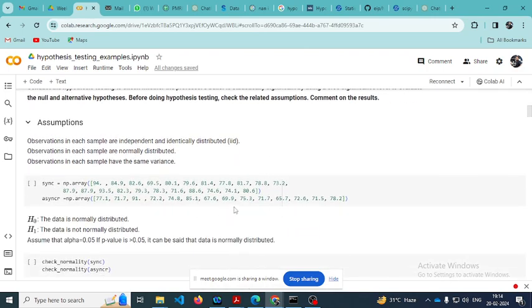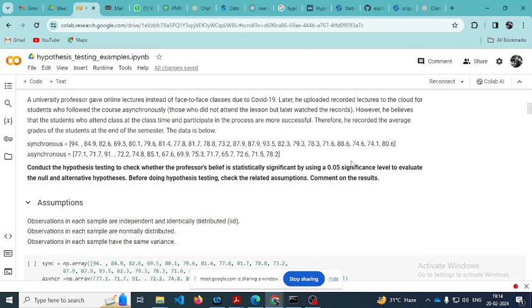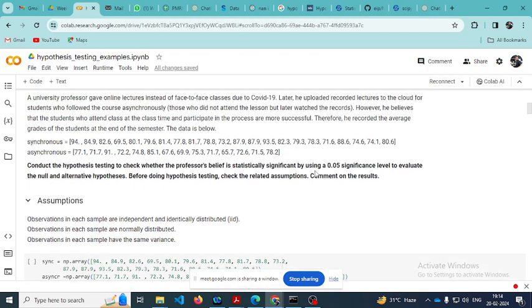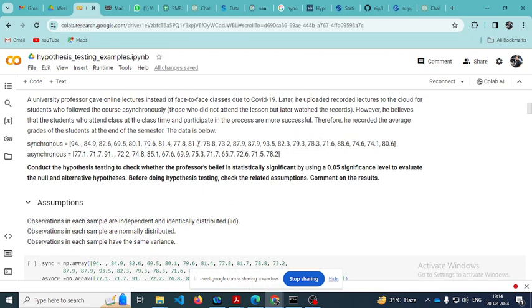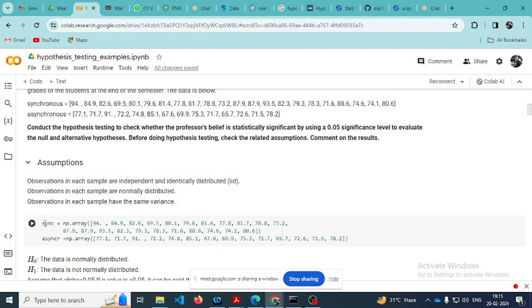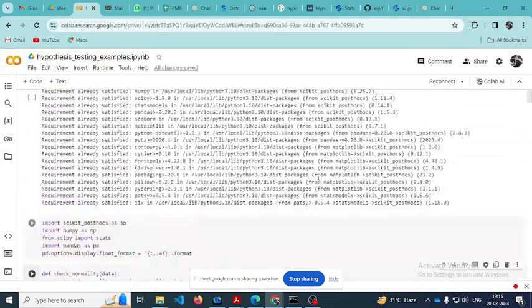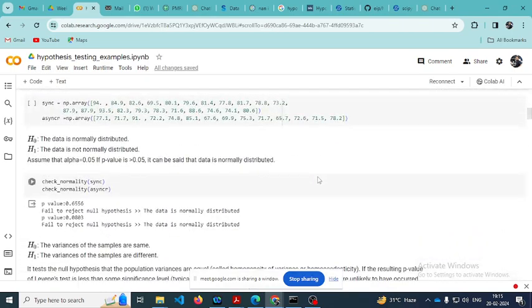We are going to implement this hypothesis testing using Python code. Whatever data they have given, you can assume as array data. You can use NumPy and store this NumPy array data in one variable, which you can consider as sync. Then another variable you consider as async. Now we are trying to frame the hypothesis. Our assumption is the hypothesis.